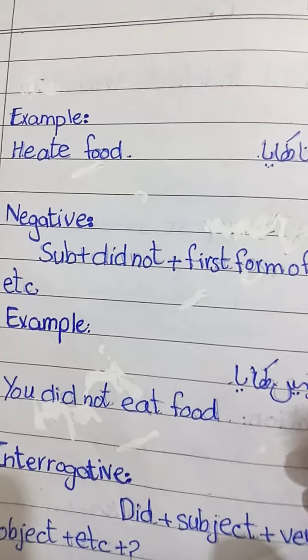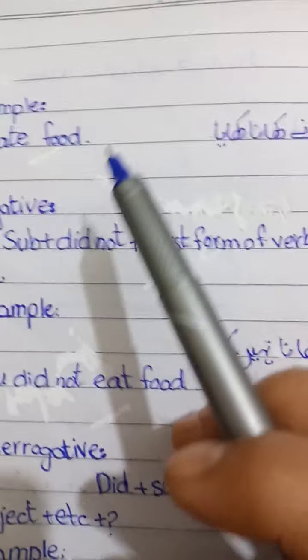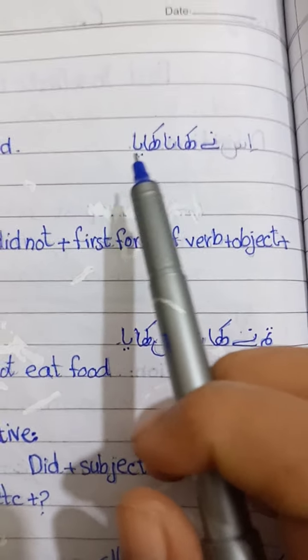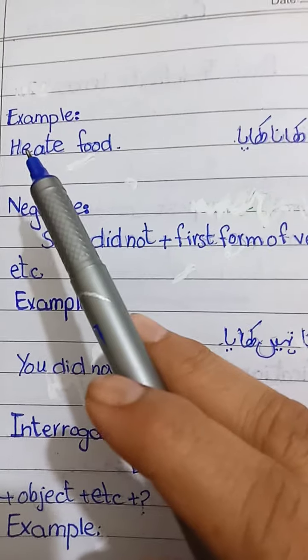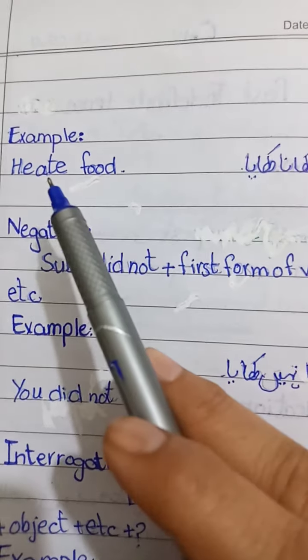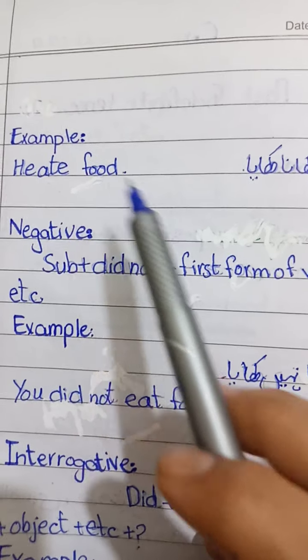Now I will tell you an example of an affirmative sentence. For example, उसने खाना खाया. We will translate this as: he ate food. Ate is the second form of eat.